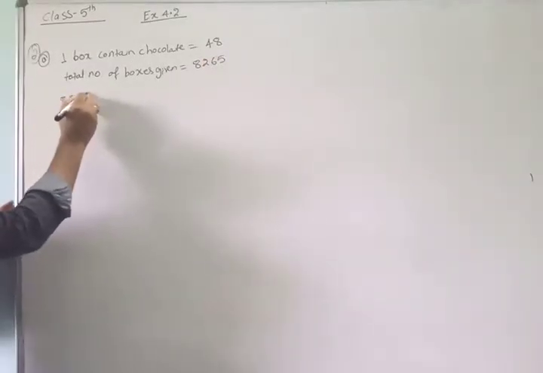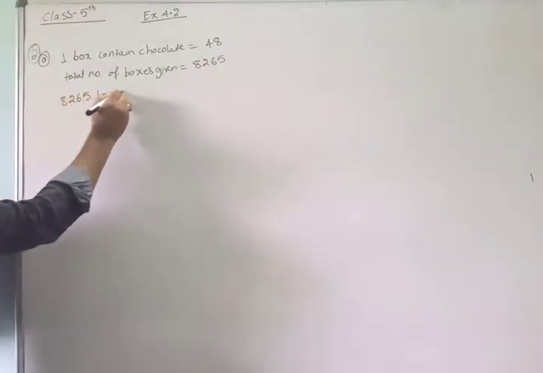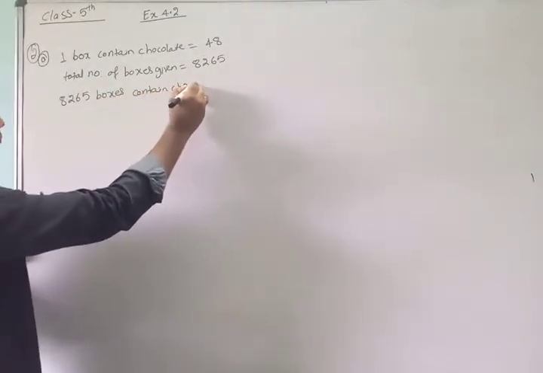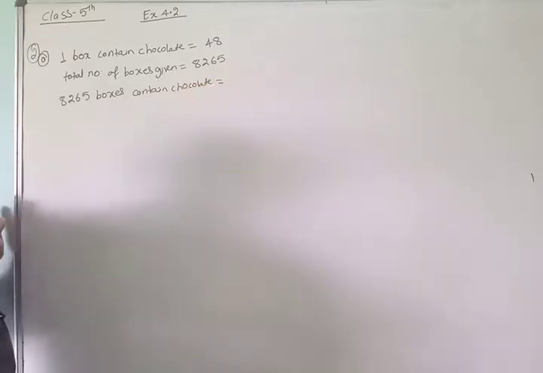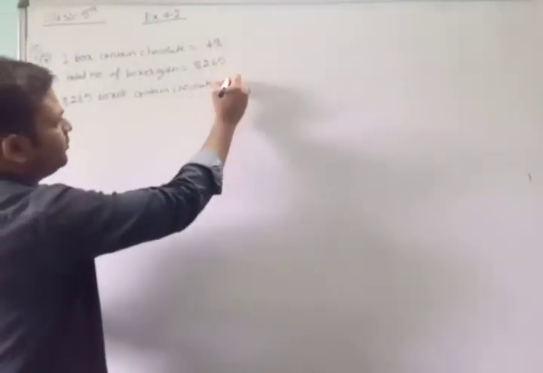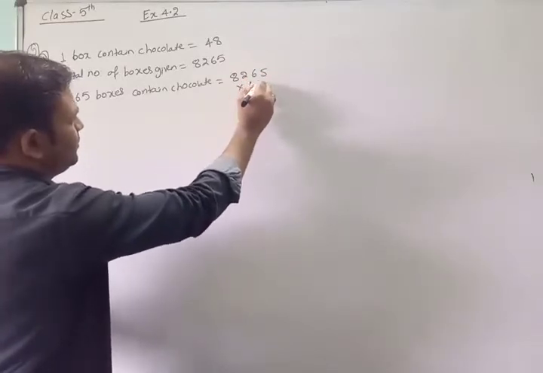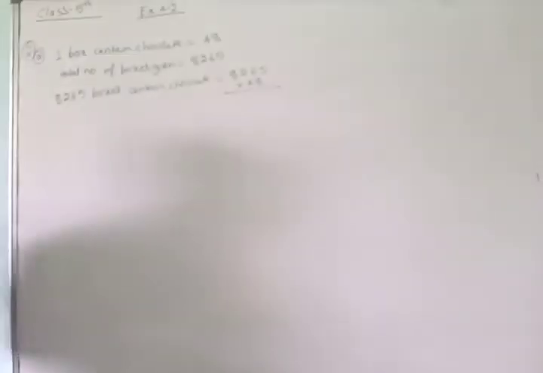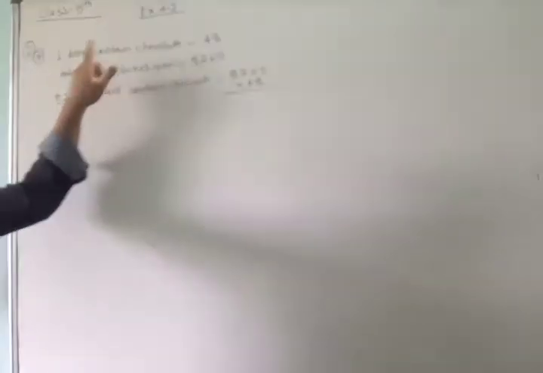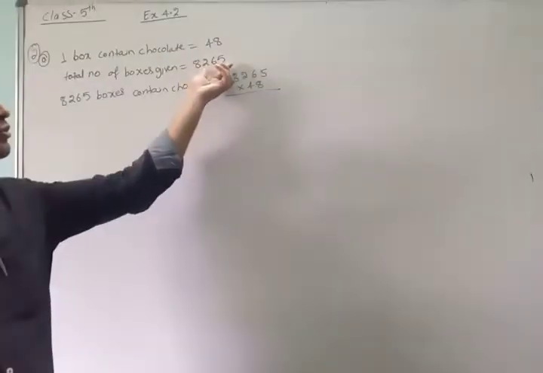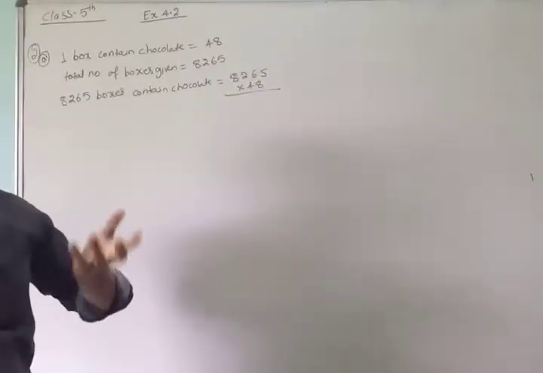8265 boxes contain chocolate is equal to what? We have to multiply both these numbers. 8265 multiplied by 48. क्या किया है? मीनिंग समझ में आ रहा है? एक बॉक्स में आपके 48 चॉकलेट्स हैं, तो इतने बॉक्सेस में 8265 बॉक्सेस में कितने चॉकलेट्स होंगे?